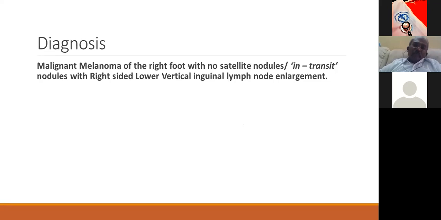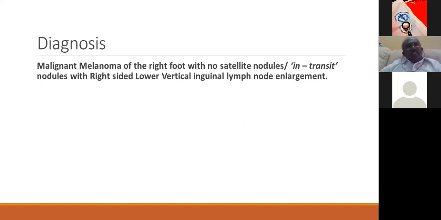Stage 1A will be T1A, T1B, N0, M0. Stage 1B will be T2A, N0, M0. Stage 2A will be T2B, T3A, N0, M0. Stage 2B will be T3B, T4A, N0, M0.